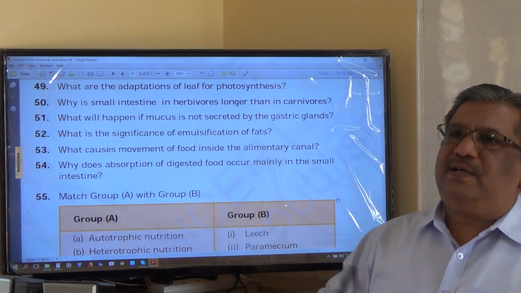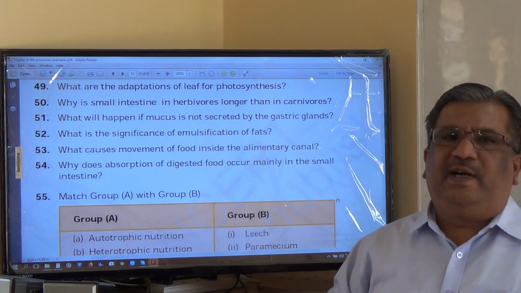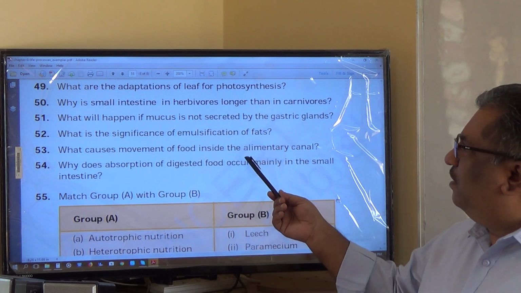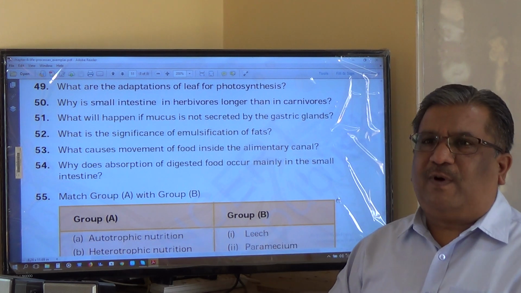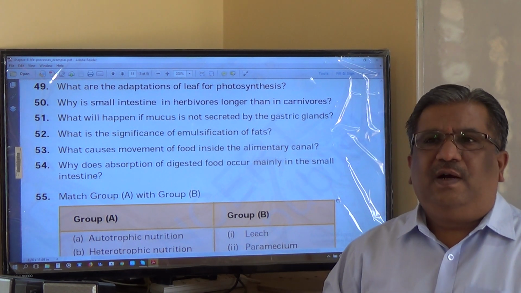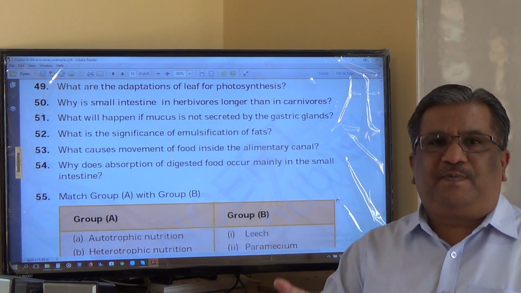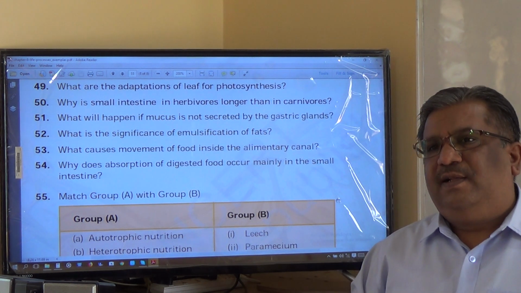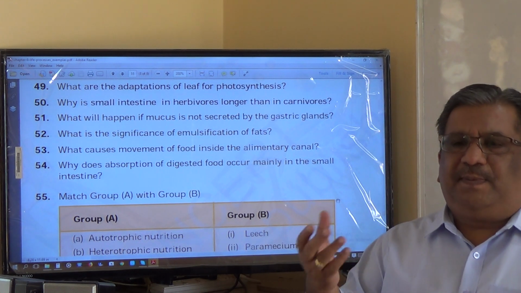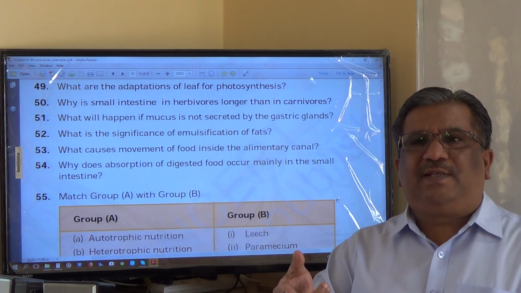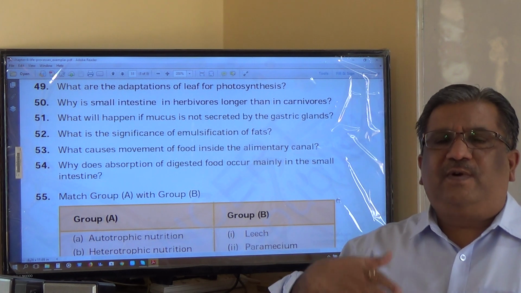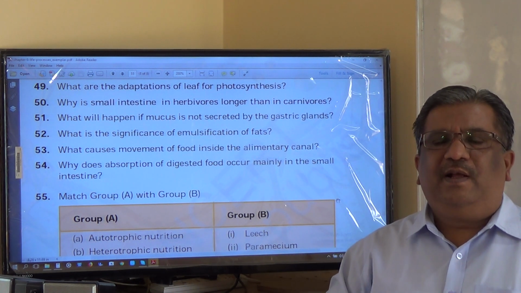Why does absorption of digested food occur mainly in the small intestine? Because complete digestion of the food takes place only in the small intestine. In addition to that, the inner lining of the small intestine contains finger-like projections called villi, which increase the surface area for absorption of the nutrients. And secondly, the villi are richly supplied with blood, so that absorption of the nutrients takes place through the villi in the small intestine, and then the nutrients are supplied to different parts of the body by the transportation system.